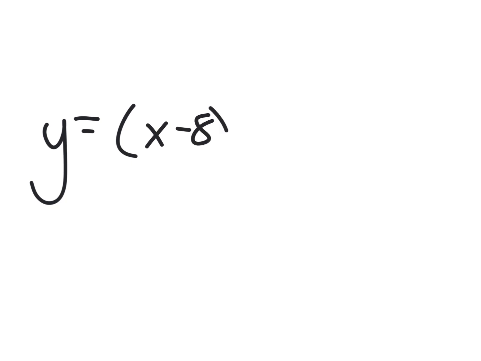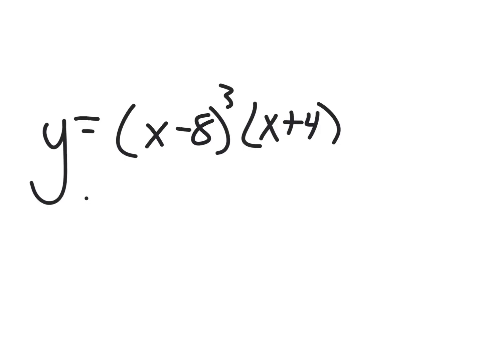Okay, and then the other big kind of problem is if I give you this and it's factored, you should be able to do two things. You should be able to tell me the zeros, aka the x-intercepts, and you should tell me their multiplicity.